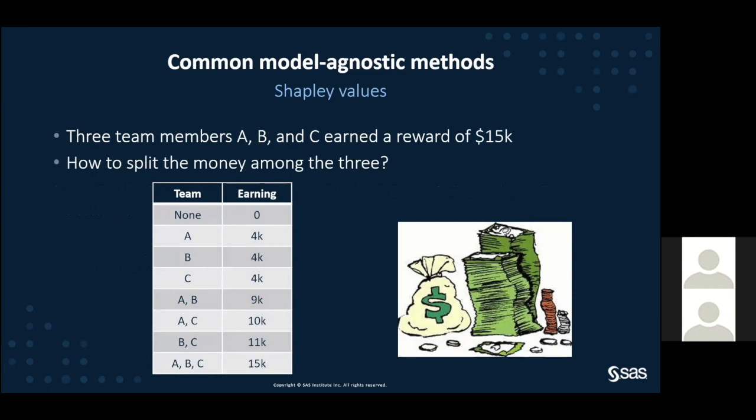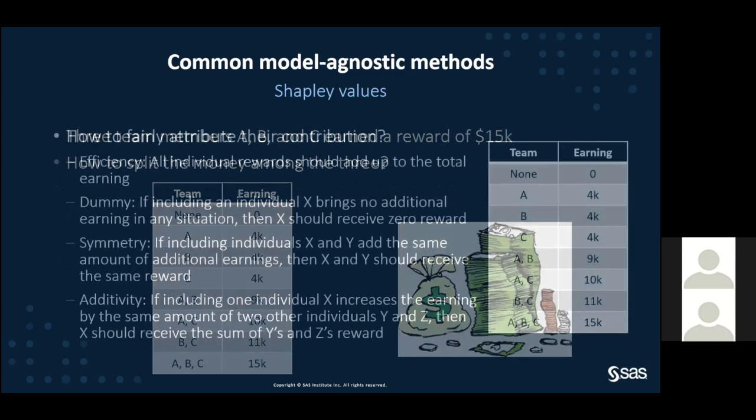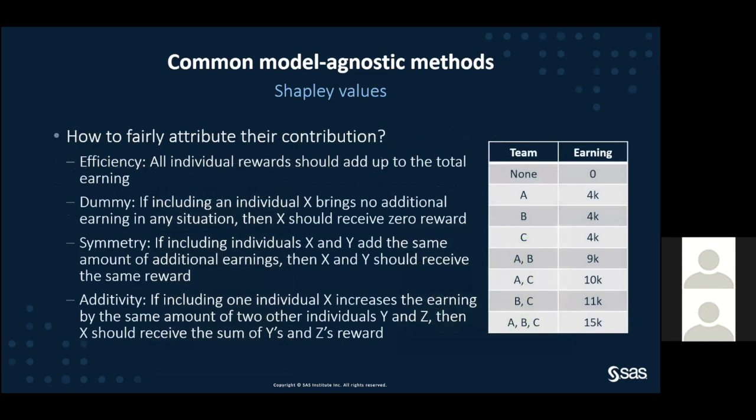There are many ways you can do it. You can say, oh, everybody gets the equal amount, but what if one contributed more than the others? So this becomes a mathematical problem. Basically, how do we fairly attribute their contribution?